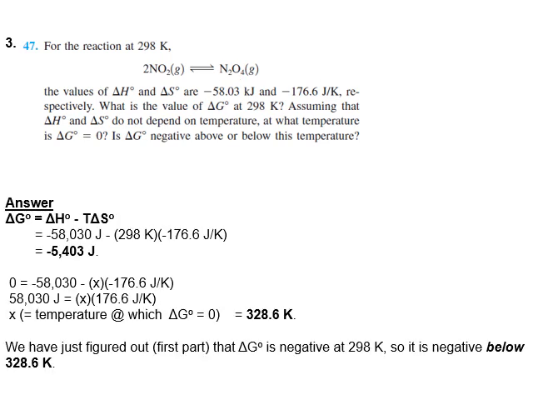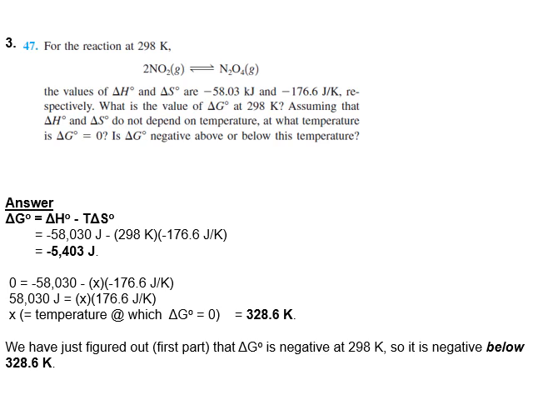So read down to answer. Delta G standard equals delta H standard minus T delta S standard equals minus 58,030 joules minus 298 times minus 176.6. And when you do the math there, you should get minus 5403 joules, and that's at 298.